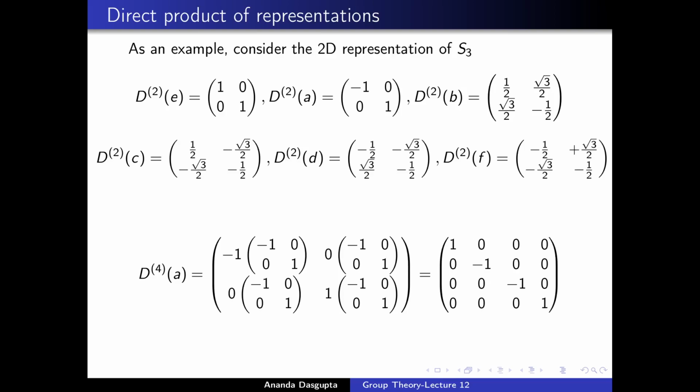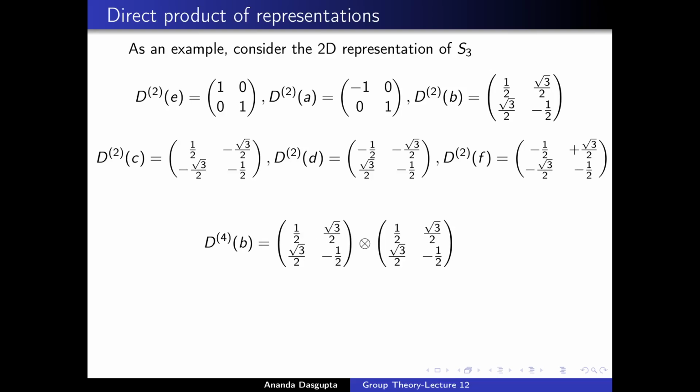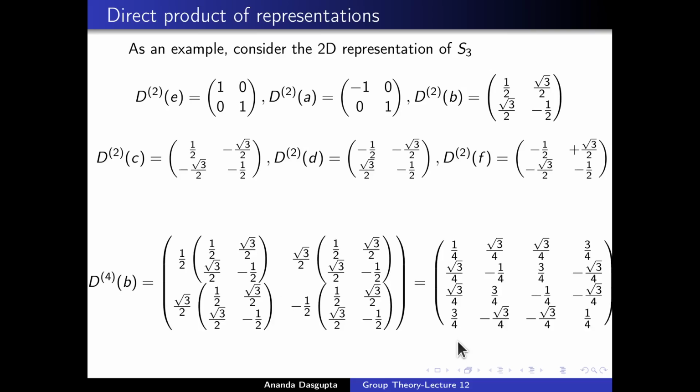To see a slightly non-trivial example, let's form D2B times D2B, that is D4 of B. And this again is simply a direct product of these two matrices. And by following the same rule, what you have is half times the second matrix sitting here, root 3 by 2 times the second matrix again, and root 3 by 2, this corner element, times the second matrix, minus half, the lower corner element, times the second matrix here. And when you multiply everything out, you get a rather imposing looking 4 by 4 matrix.